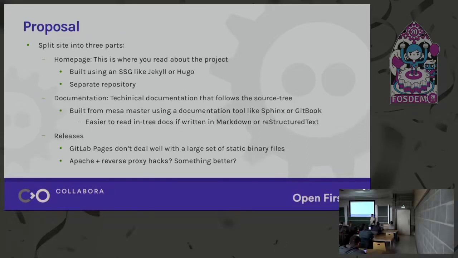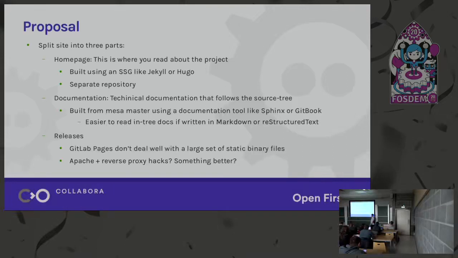One is the homepage. That would be mesa3d.org. This is where you go to read about the project. It should be built, I think, using a static site generator like Jekyll or Hugo, it's not really important. The important bit is that it's easy to read and edit and work on.